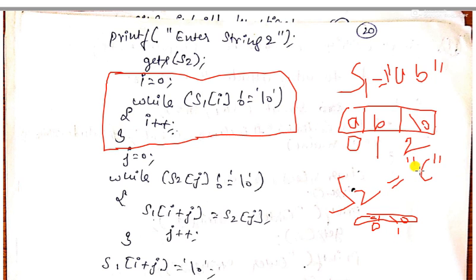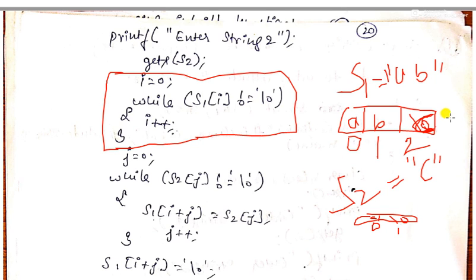For s1 of 2, we are going to overwrite it with C. So here we overwrite this one with C. Now the s2 value gets concatenated to s1. After that j is incremented, so j becomes 1. s2 of 1 is not equal to null character? The condition fails, and it comes out of the while loop.